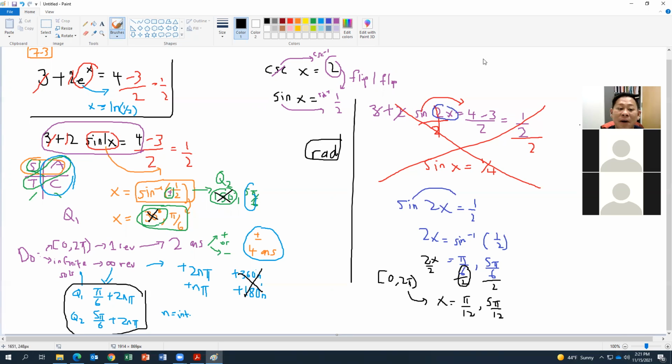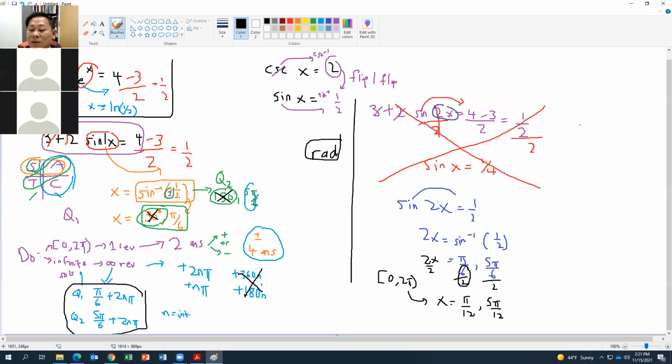What happens if you have infinite solutions? So you'll look something like this. You will get pi over 6 plus 2n pi and 5 pi over 6 plus 2n pi. So for infinite solutions, we have to divide this by 2, right? Last time we did it here. And guess what? You also need to divide the 2n pi by 2.